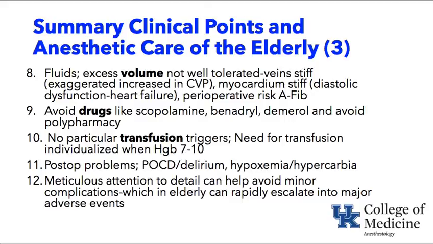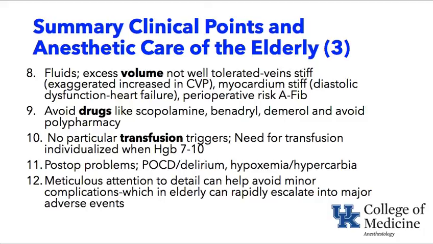There's no particular transfusion trigger, but realize that the need for transfusion is individualized. In that 7 to 10 hemoglobin range for someone who's young, of course, we can let the hemoglobin go down a little bit lower. Older patients, with decreased delivery of oxygen to the tissues and decreased ability to increase cardiac output, the trigger may be a little bit higher for transfusing an elderly patient.